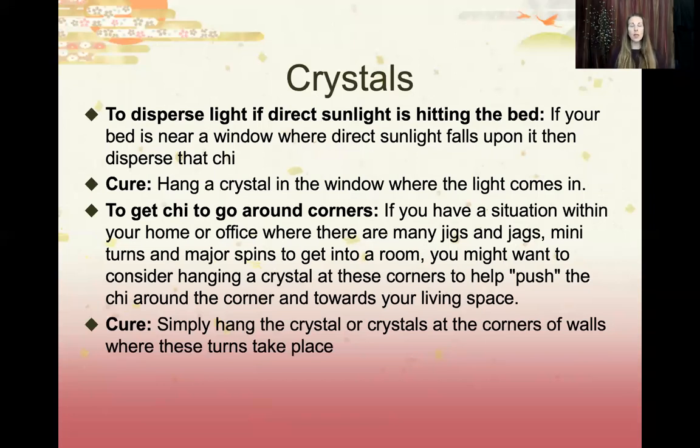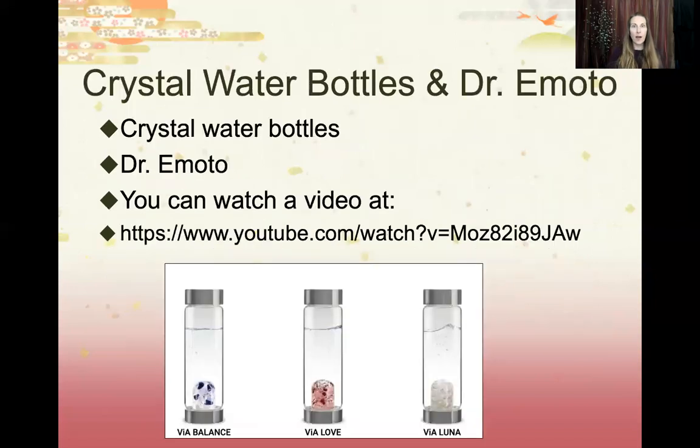When we want to be moving chi around corners, such as where the hallway turns, we can hang a crystal. So to get chi to go around corners, if you have a situation within your home or your office where there are a lot of zigzags, or a lot of little mini turns or major spins to get into a room, it's good to hang crystals to help move that energy into that space. So there are a lot of fun places to hang crystals.